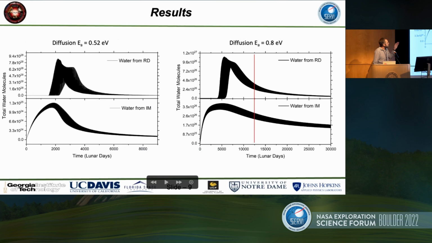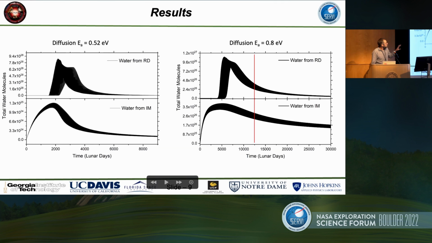The top is water from recombinant desorption, bottom is from impact melt. And you can see that the overall trend is very similar. So you have to build up those hydroxyls, then eventually you start burning them off. And then there's this decay. That decay is actually from a loss of oxygen. So that decreases the availability for hydrogen to bond to, right?